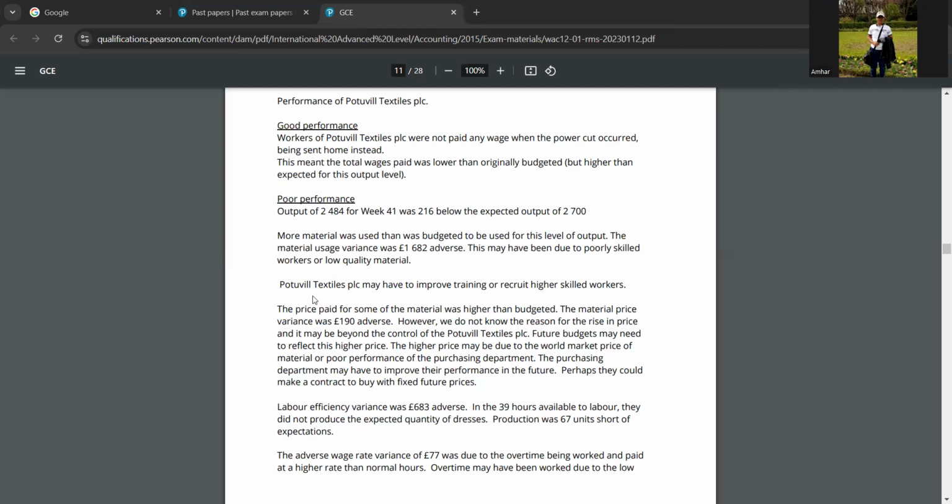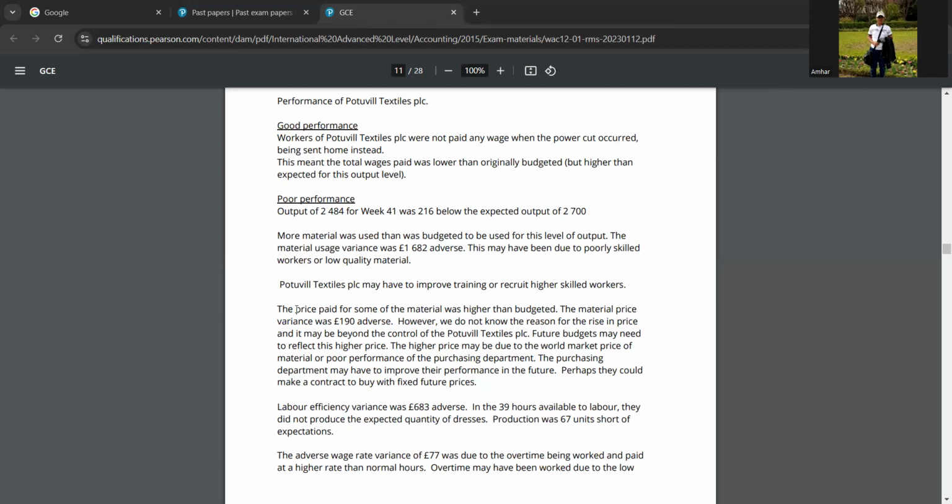Okay, and then you can say Pottuvel Textile PLC may have to improve training, or they have to recruit higher skilled workers. So when the workers are highly skilled, their efficiency will increase, and then they will perform well. And when they are trained well, then also they will perform well. So these are the improvements that they have to make, like improving training or recruiting higher skilled workers and all that.